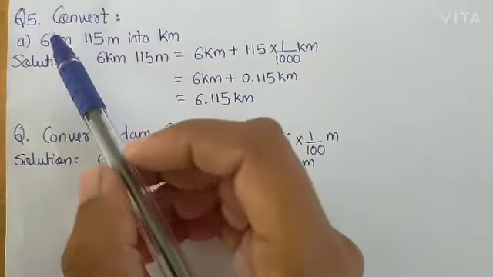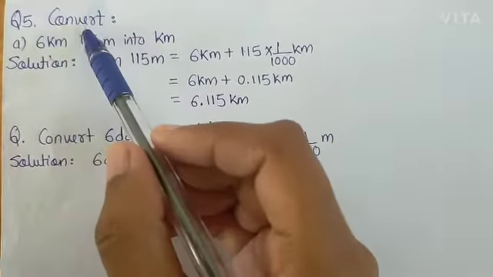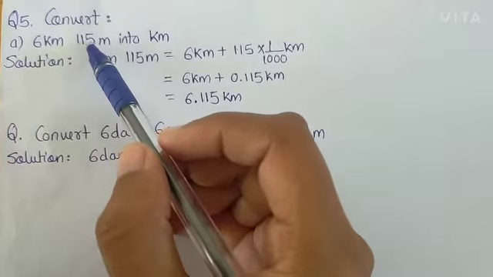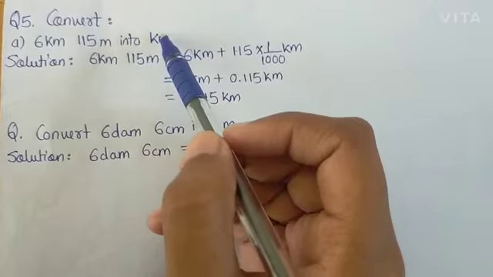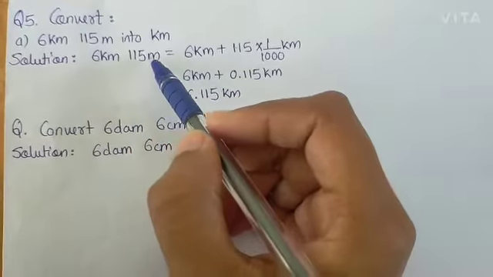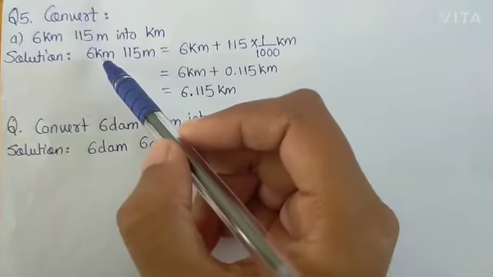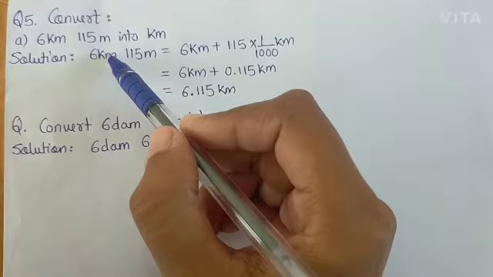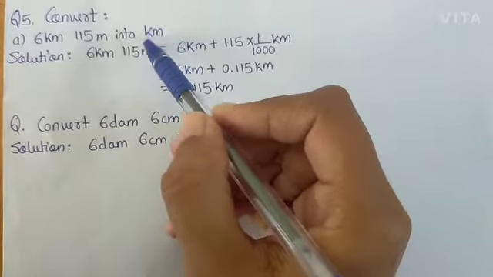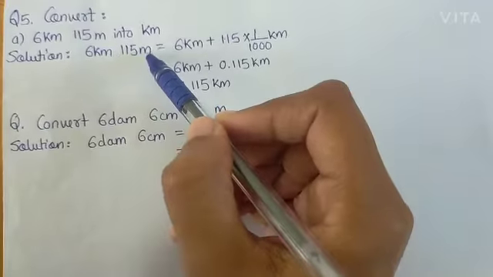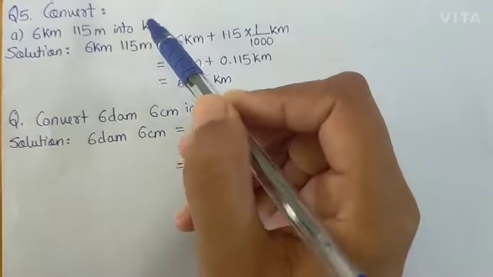Now let us solve some more questions. Question number 5. Here we have to convert 6 kilometer 115 meter into kilometer. Solution. 6 kilometer 115 meter. So clearly we can see here 6 is in kilometer. We have to convert into kilometer. So we will not change this. We are going to change this meter into kilometer.